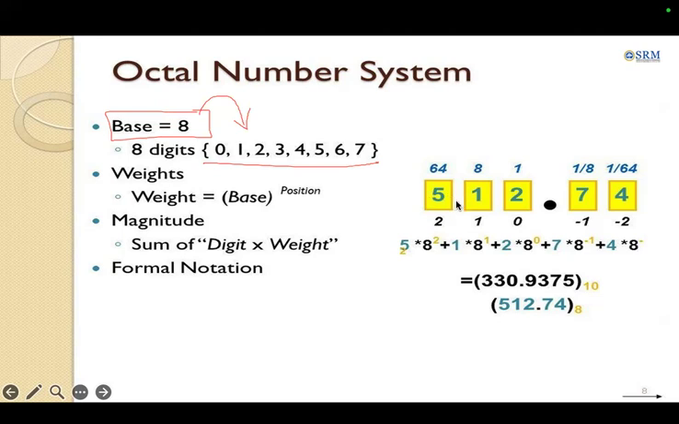If you see here, the same decimal number 512, how can it be represented using octal? The positions are 0, 1, 2, and the fractional positions are minus 1 and minus 2. These weights are represented with respect to the base. The base for the octal number system is 8. So its positions are 8 power 0, 8 power 1, 8 power 2. Similarly, this position is 8 power minus 1 and this position is 8 power minus 2.